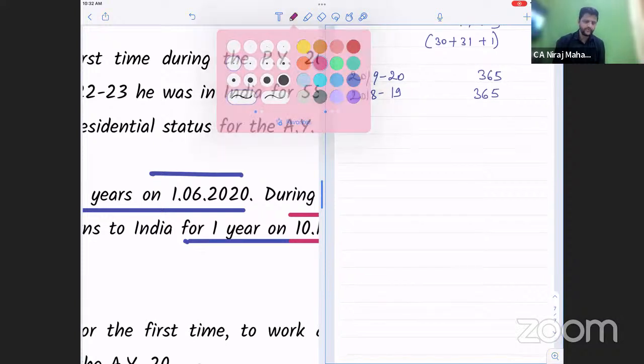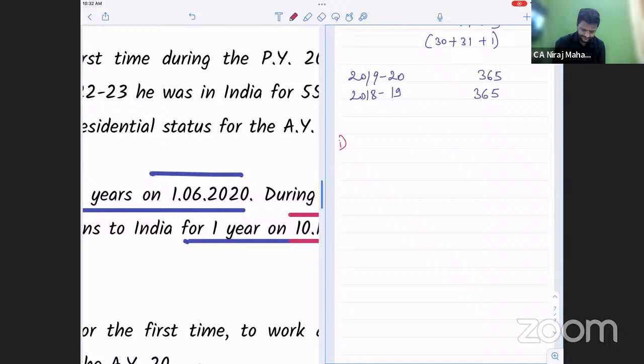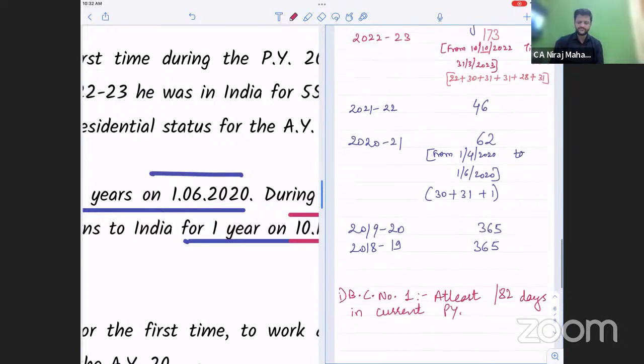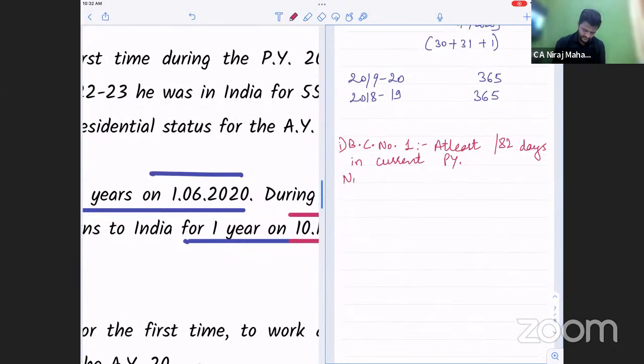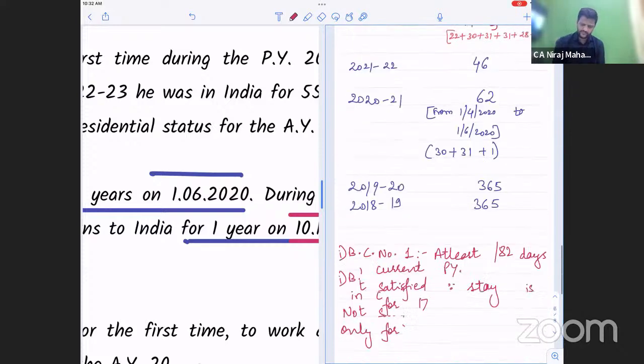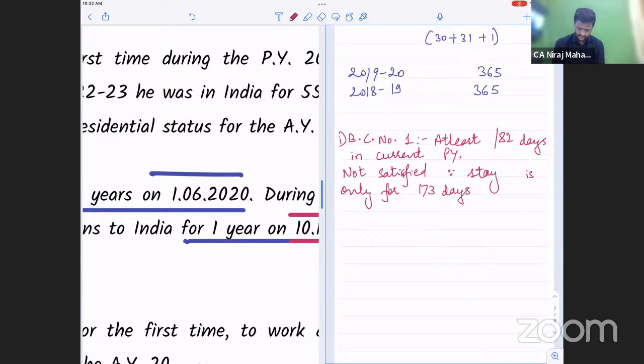Now what can we do? Can we start with basic condition number 1? What does it say? At least 182 days in the current PY. Tell me, satisfied or not satisfied? Not satisfied, since stay is only 173. So I'm writing basic condition 1, not satisfied.